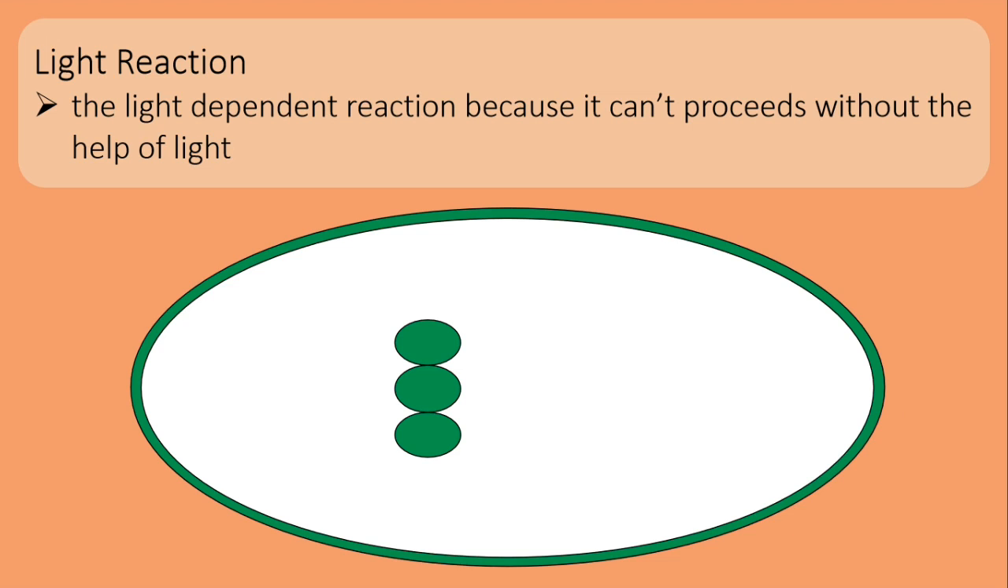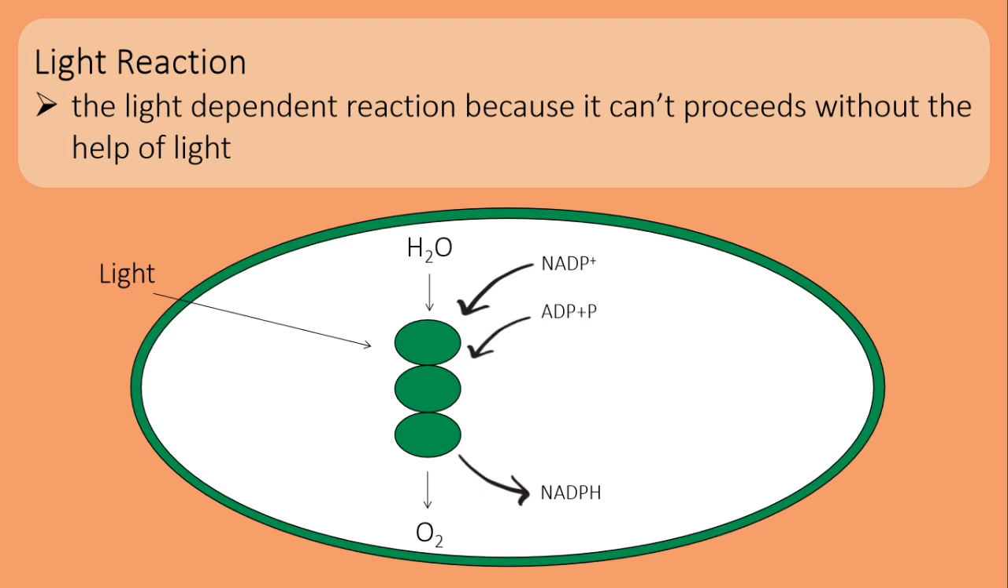What will happen here is, light will act first and split or oxidize water, then oxygen will be released as a byproduct. NADP+ will pick up the electrons from water and become reduced into NADPH. Now the energy from light is used to make ATP from ADP plus P, or phosphate. By the way, ADP means adenosine diphosphate. From the word di, it has two phosphates, and ATP means adenosine triphosphate, and from the word tri, it has 3 phosphates.